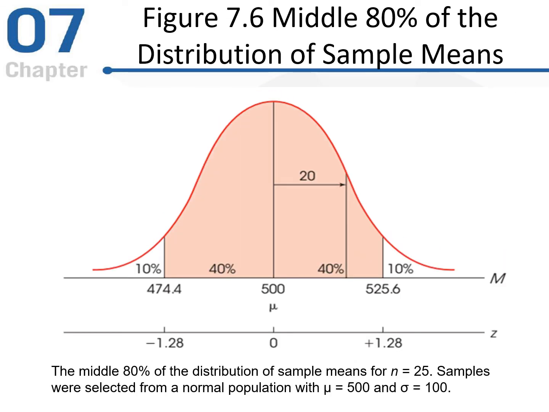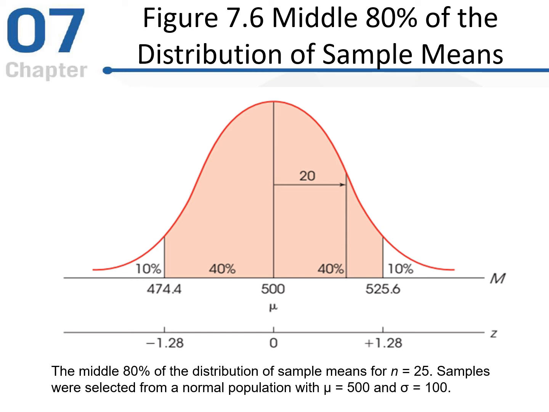And so in the same example, actually a different sample size here. So the same 500 and 100, 500 the mean, 100 the standard deviation. We've increased the sample size to 25, and so then the standard error becomes 100 over the square root of 25, which is 100 over 5, which is 20. So the standard error is 20. But in this situation, we want to find what values for the sample mean will include 80% of all possible sample mean values.